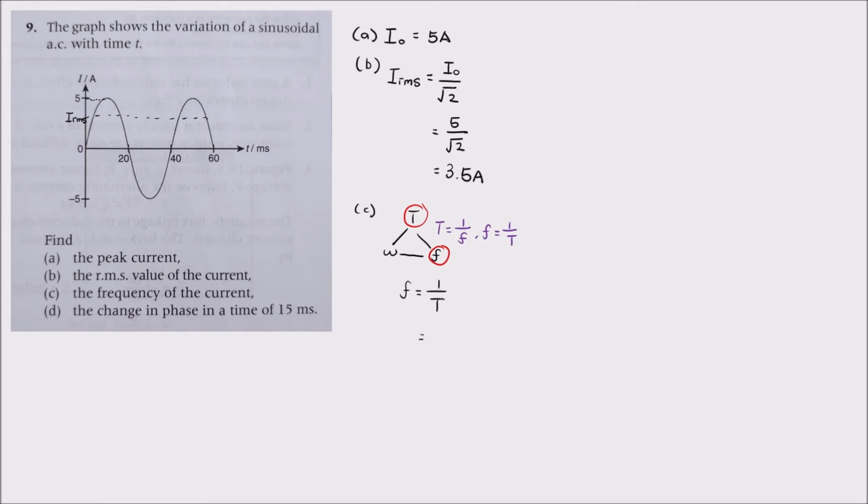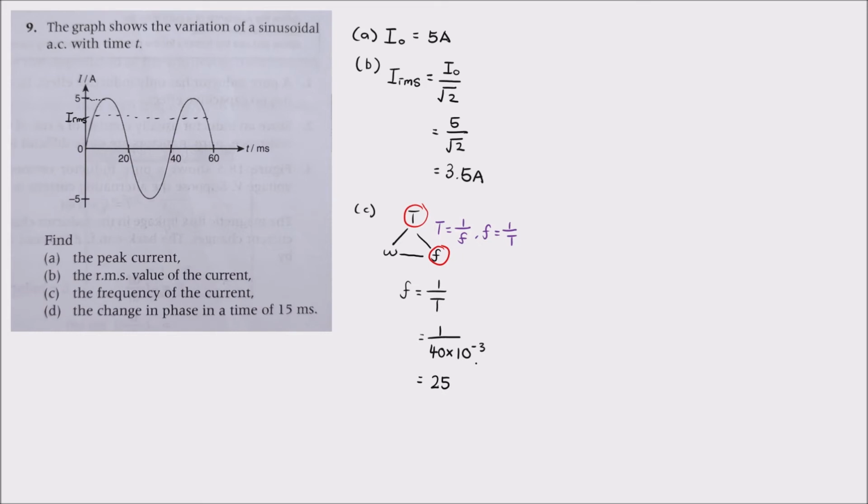Then we need to determine the period, and the period is just the time taken for the current to go through one single wave cycle. So that will be 40 milliseconds. So be careful, 40 milliseconds is 40 times 10 to the power of -3. Okay, so from there, we are able to determine the frequency to be 25.